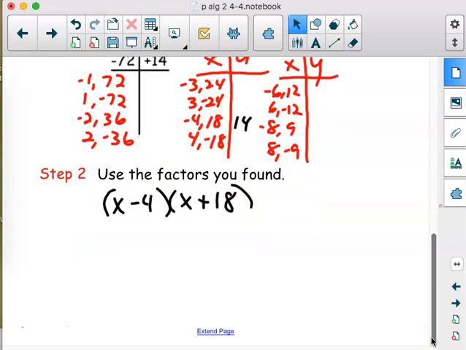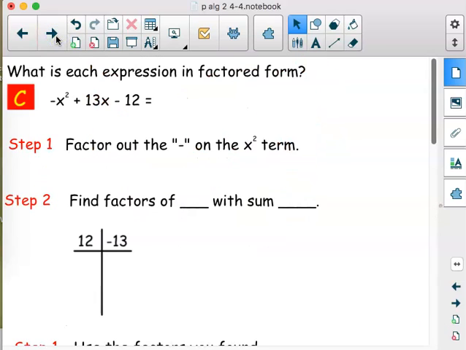All right. So now, this one says, what is each expression in factored form? And I notice something's different about this one than all the other ones. Oh, there's a negative in front. I can't leave that there. So what I have to do first is I have to factor out a negative 1. And all that does is make us have opposite signs for everything else that's up here.